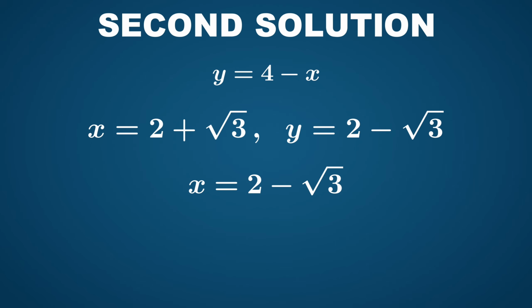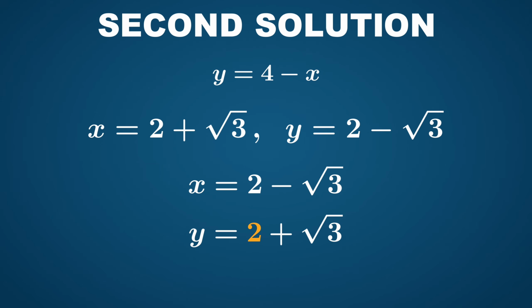Now we repeat the process for our second calculated x value. This second x value is 2 minus the square root of 3. We substitute this quantity into our y equation. The equation becomes y equals 4 minus the quantity 2 minus the square root of 3. Once again, we must distribute the negative sign to both terms inside the parentheses. The negative sign applied to the positive 2 creates a negative 2. The negative sign applied to the negative square root of 3 creates a positive square root of 3. The expression for y is now 4 minus 2 plus the square root of 3.